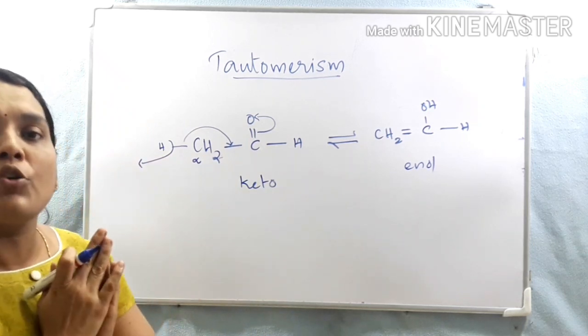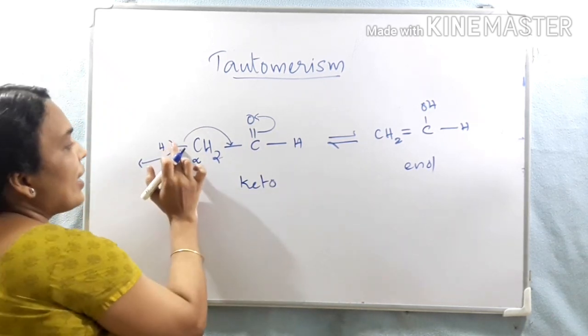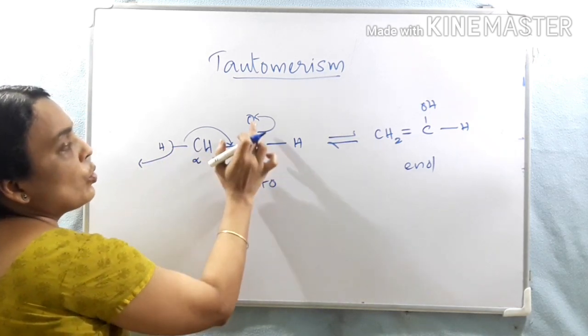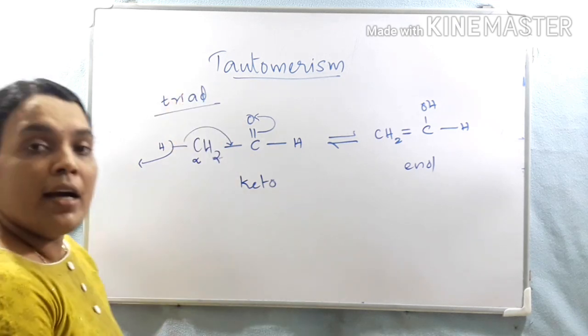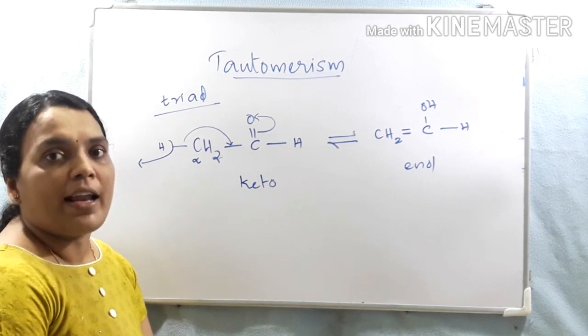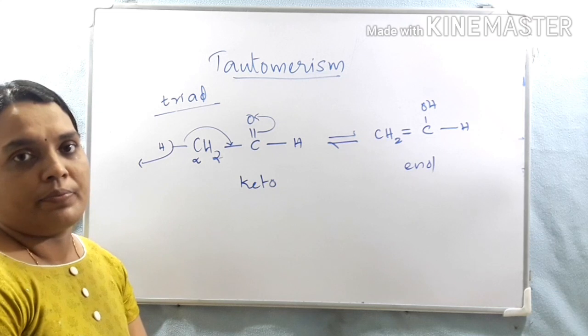This is called keto-enol tautomerism. Look here, this hydrogen is migrating between how many atoms? 1, 2, 3 atoms. That is why it is called a triad system. Here hydrogen is oscillating between 3 polyvalent atoms. So it is called a triad system.